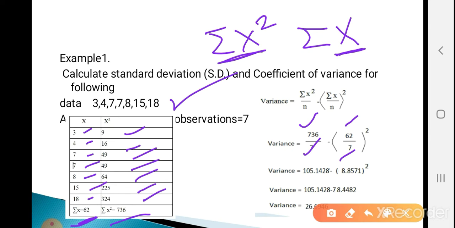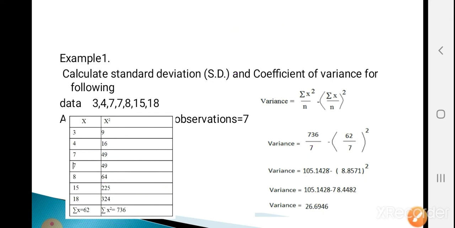Now next step, variance is equal to 736 divided by 7, so the value is 105.1428, minus 62 divided by 7, the value is 8.8571, and its square. So the variance is equal to 105.1428 minus 78.4482. So the answer of variance is 26.6946.